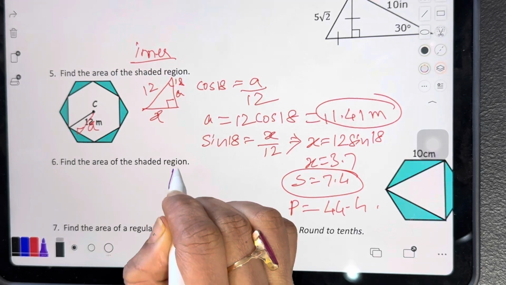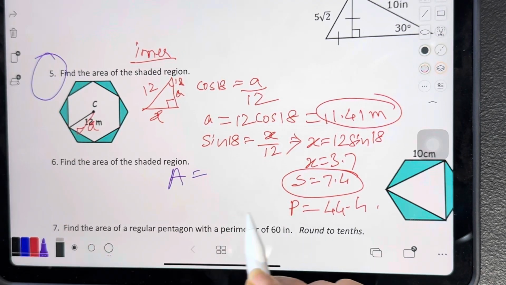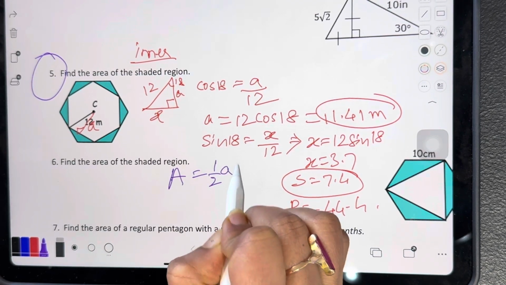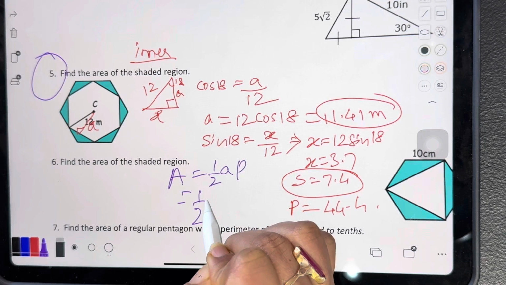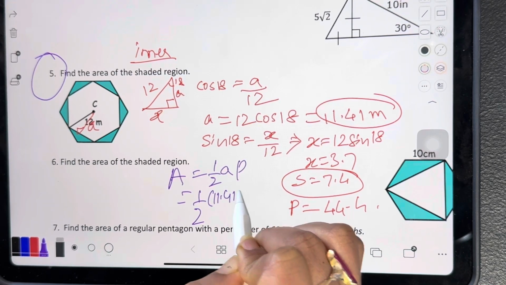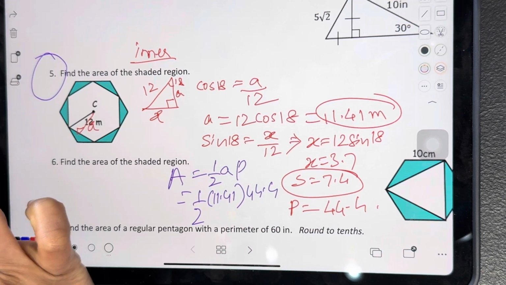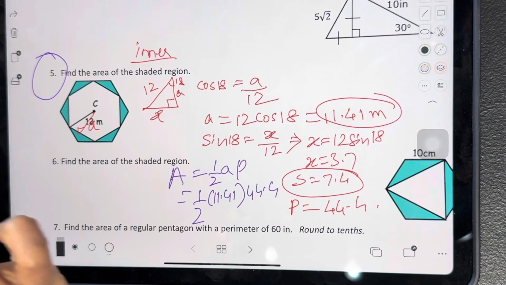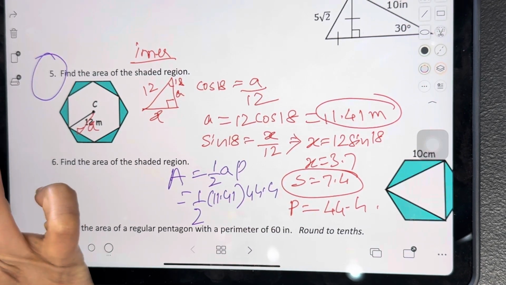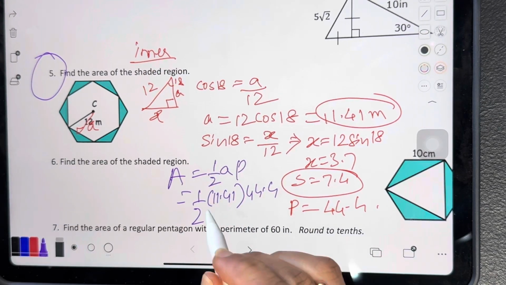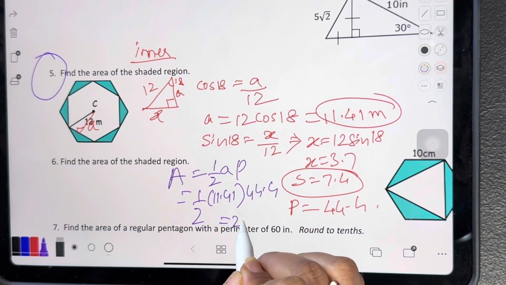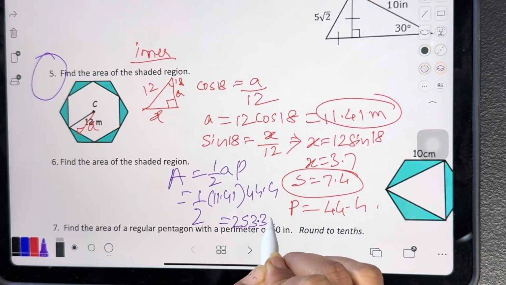Find the area. I'm still talking about question 5. Okay, area is half apothem perimeter. Half, apothem is 11.41 and perimeter is 44.4. Multiplied by 11.41, divided by 2, I got 253.30 something.